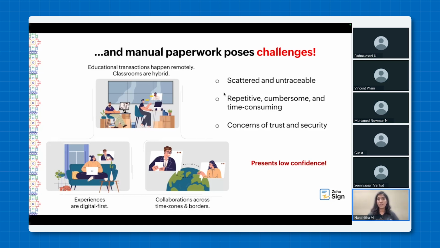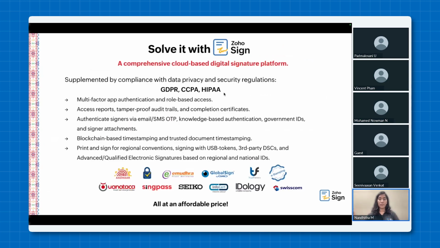If your business does not do all of this in a seamless manner and convert to digital signing, then you present low confidence. Which is why we will give you this one single stop solution with which you can solve all of your digital signature needs, which is Zoho Sign, a comprehensive cloud based digital signature platform, which is supplemented by compliance with data privacy and security regulations such as GDPR, CCPA, HIPAA, to name a few.